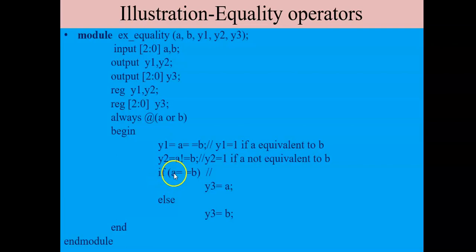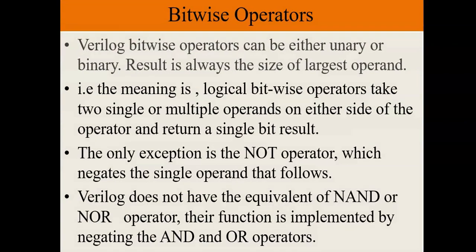Similarly, if a is equal to b, the equality operator, then y3 is equal to a. If not, y3 is equal to b. So this is the beauty of using equality operators. They are very useful, especially in comparing two signals. While comparing two signals, this type of equality operator is very useful in Verilog.